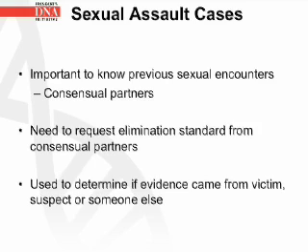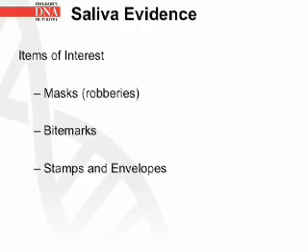With sexual assault cases, it is important to know previous sexual encounters with consensual partners. Sometimes you need to request elimination standards from consensual partners, and this is used to determine if the evidence came from the victim, the suspect, or someone else.